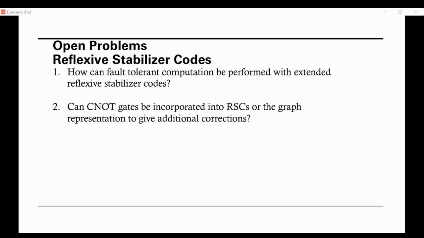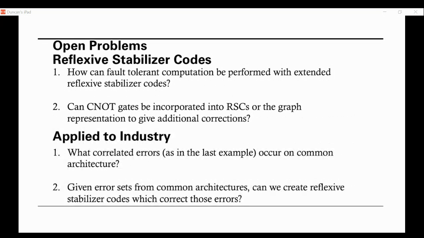Can we get some type of fault tolerant computation involved in these extended reflexive stabilizer codes, or can we implement C-naught gates and incorporate those into the graph representation? I think these would be pretty interesting questions. Maybe more interesting and more to the point of the story I've been trying to tell here is how can we apply these to industry?